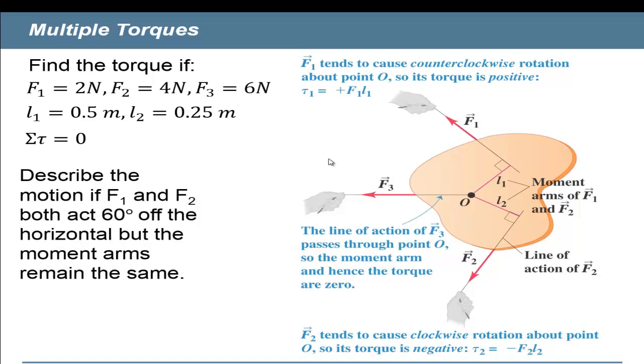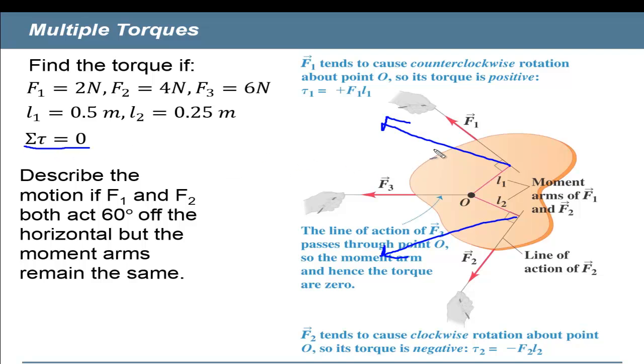Well, what if F1 and F2 both act at 60 degrees off the horizontal, but the moment arms remain the same? So basically, what would happen if these both act 60 degrees off the horizontal, like this, but their moment arms are the same? So essentially, if the moment arms are the same and the forces are the same, we'll still have a summation of torque being equal to 0.